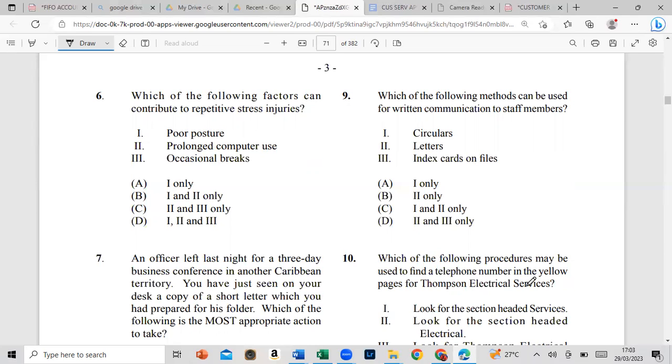So we say, which of the following factors can contribute? So which is it? I would drop off occasional breaks. I think you need that, guys, alright? So ensure that even when you're watching this, you take a little break. That's why I always read for you guys, so you can take a little break and rest your eyes and all of that. Alright, let's move on to number 7.